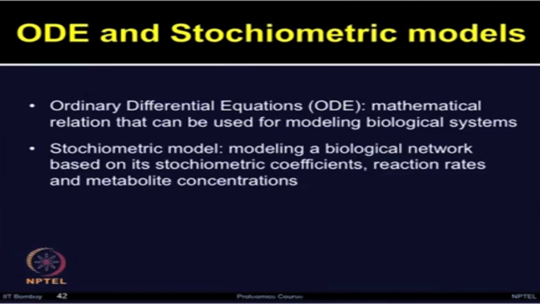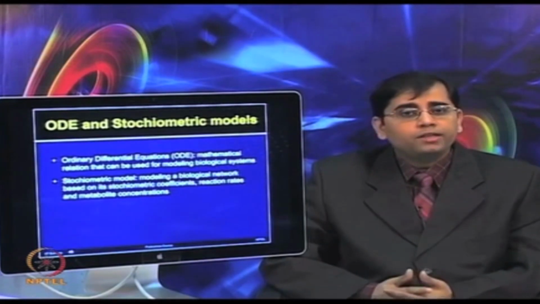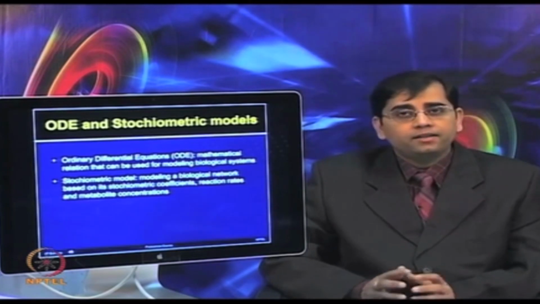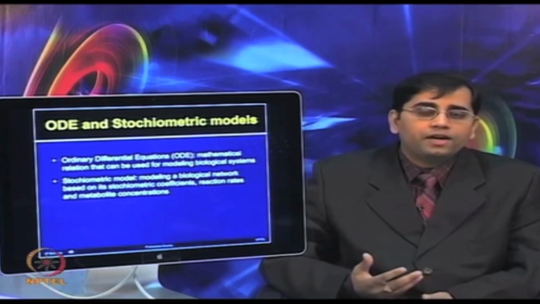So, what are ordinary differential equations and stoichiometric models? The quantitative analysis measures and aims to make models for precise kinetic parameters of a system's network component. It also uses the properties of network connectivity. The ODE is a mathematical relation that can be used for modeling the biological systems. The quantitative models mostly use ordinary differential equations or ODE to link the reactants and products concentration through the reaction rate constants.